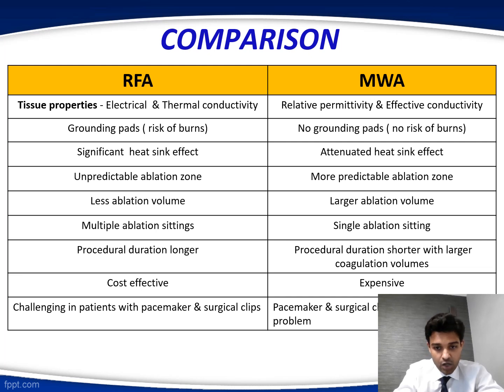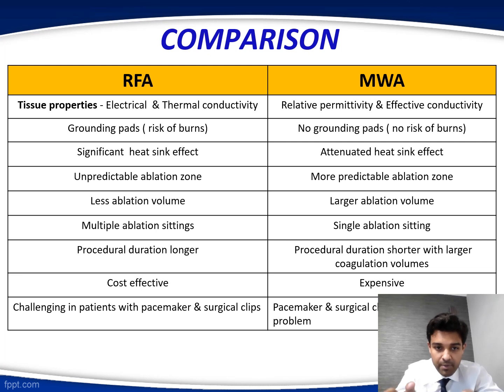Procedural duration is longer when it comes to RFA. Procedural duration is shorter with larger coagulation volumes in microwave. Cost effectiveness is better in RFA, and it's expensive in microwave ablation. RFA is challenging in patients with pacemakers and surgical clips. Why? Because we're giving electrical current. And here it is not a problem. In microwave, pacemakers and surgical clips do not pose a problem.